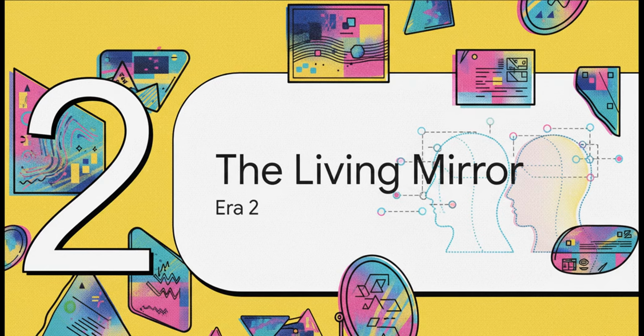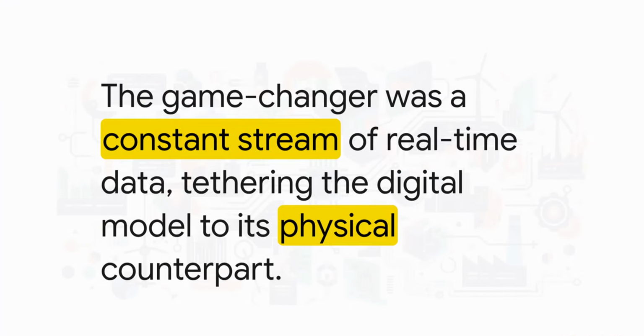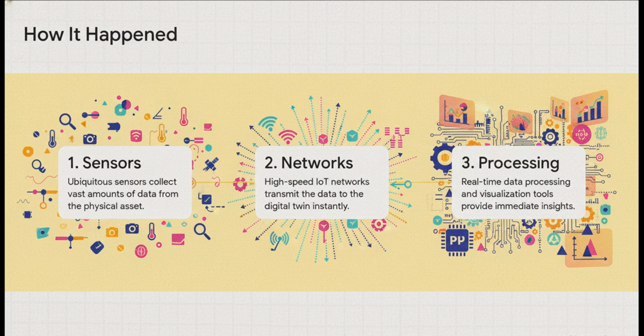So, how did that portrait come to life? Well, that brings us right to the next stage of this whole metamorphosis, the living mirror. The absolute game changer here was bridging the physical and the digital worlds with a constant, never-ending stream of data. Suddenly, the digital model wasn't isolated anymore. Nope, it was tethered to reality, reflecting every single change, every vibration, every flicker of its physical counterpart, all in real time.